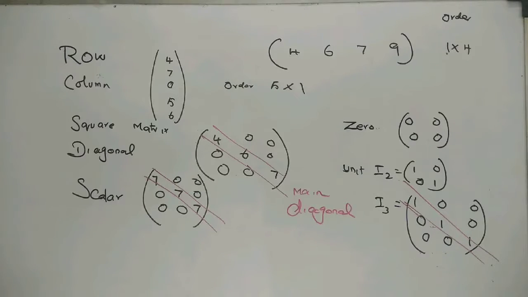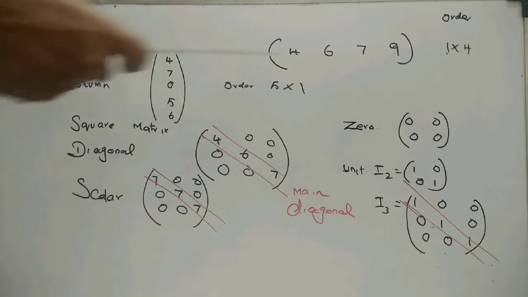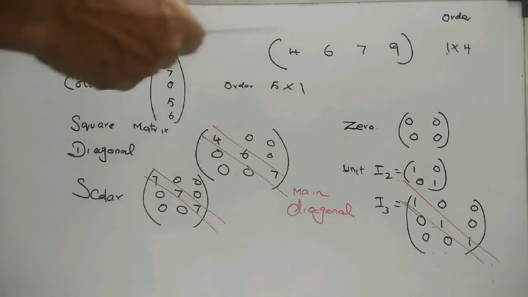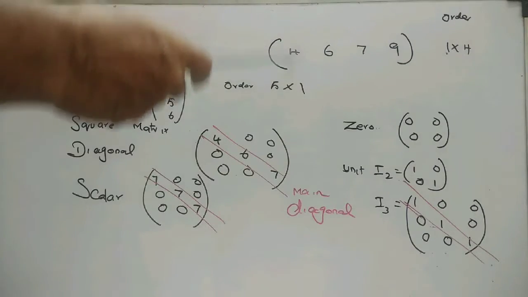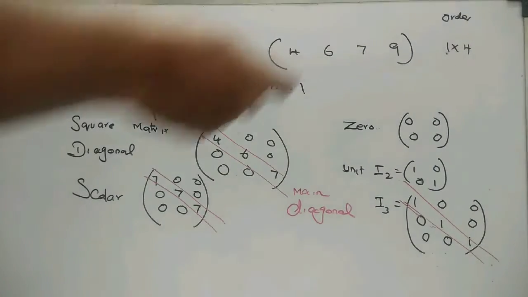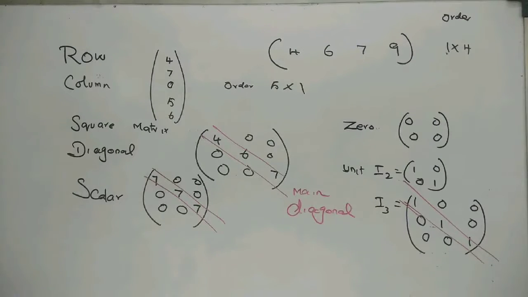Row matrix. Again I am going for the types of matrix. Row matrix, I already said. Now it's on the board also, you can see row matrix. It contains only one row. It can have any number of columns. In this given example, it contains one row and there are 4 columns. Therefore the order of the matrix is 1 into 4, 1 by 4.